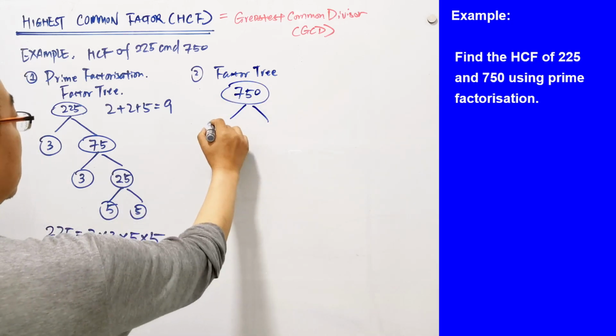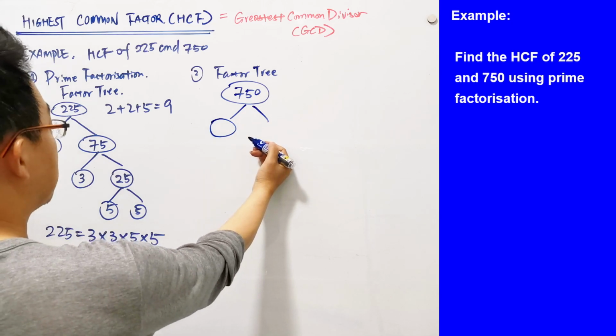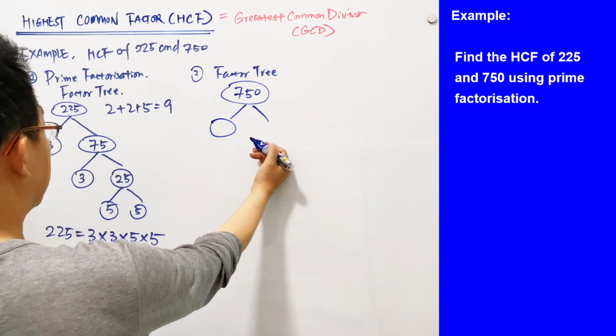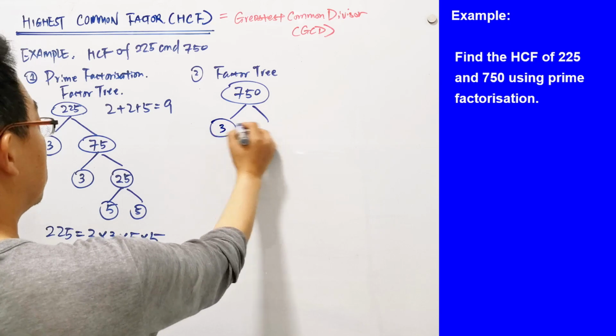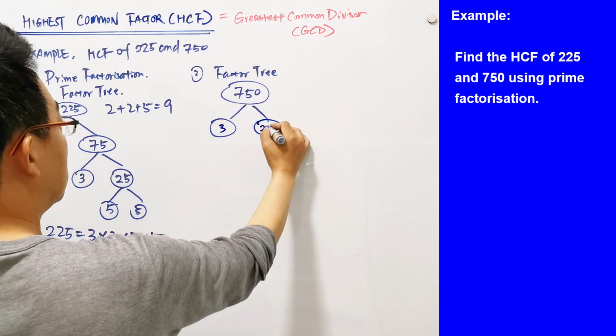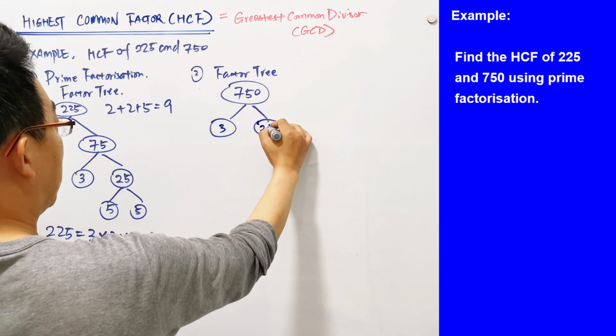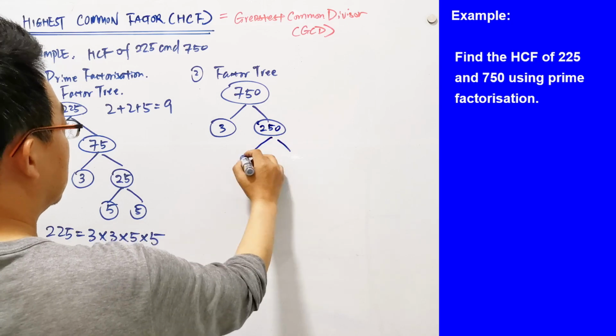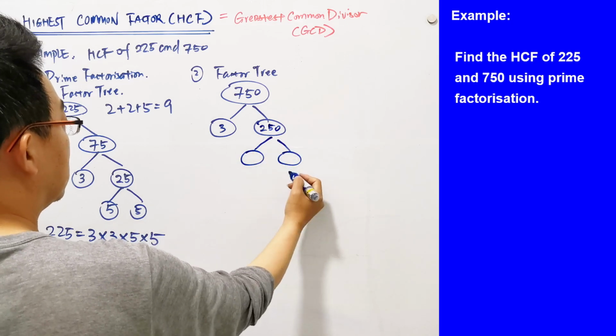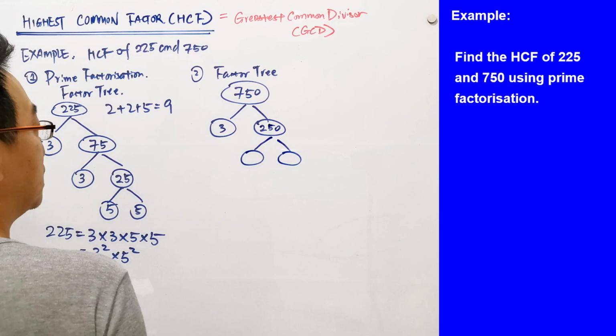Okay, same thing. Is that divided by 3, right? 3 as well, right? So 3. Okay, then 2, 5, 0, right? Okay, next one. Is it divided by 5 as well?